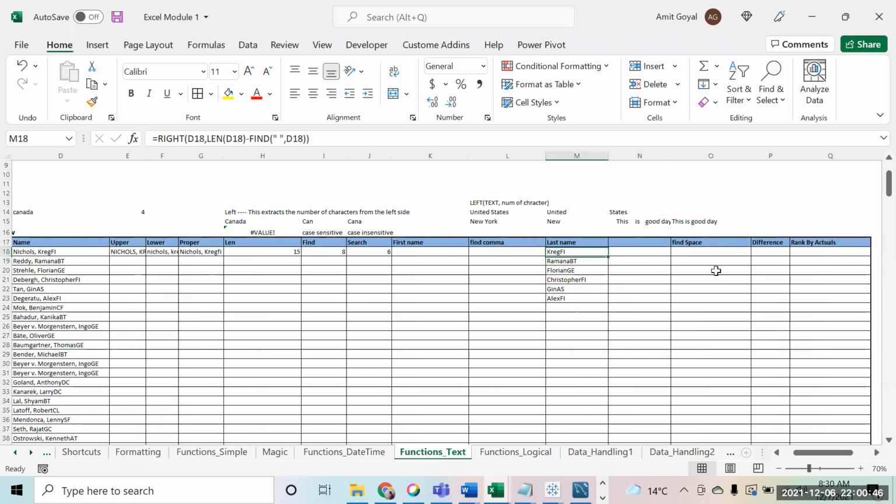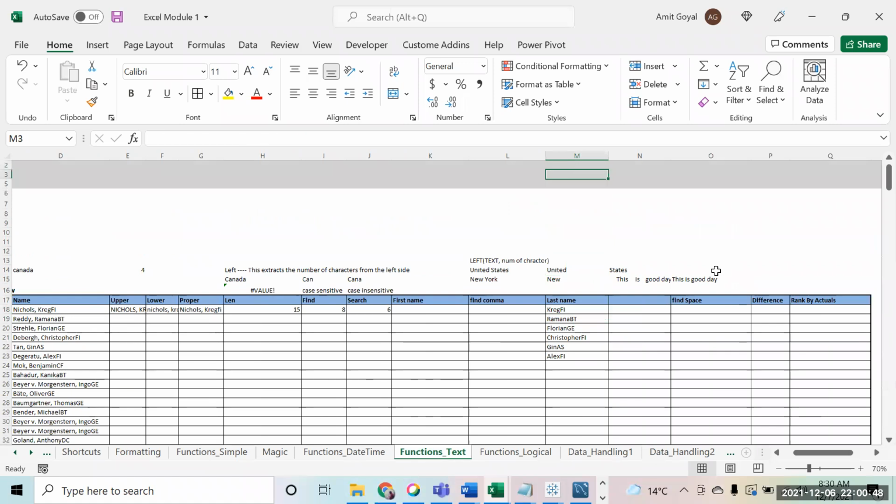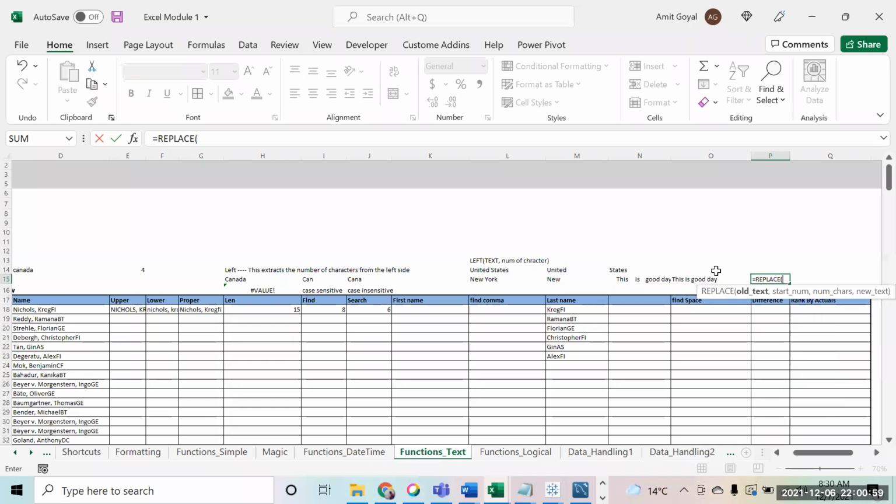Then likewise, we have a replace function that we can use. We have replace and substitute. Suppose this is a text that is written, this is a good day. You want to replace something. So if you say equal to replace, what is the old text, starting number and number of characters. So I am saying that this is the text, this is a good day.